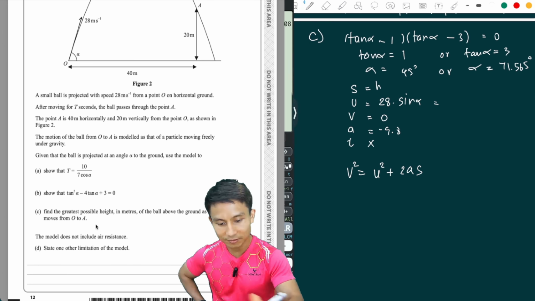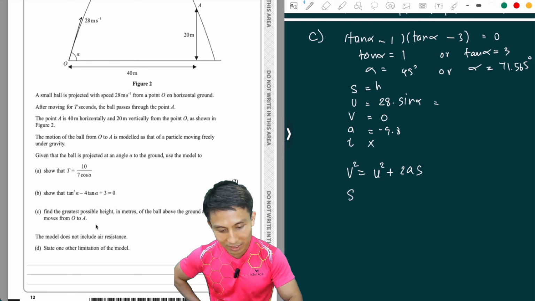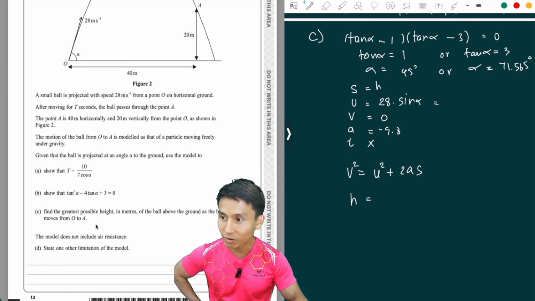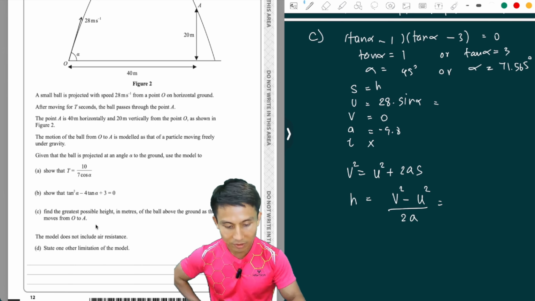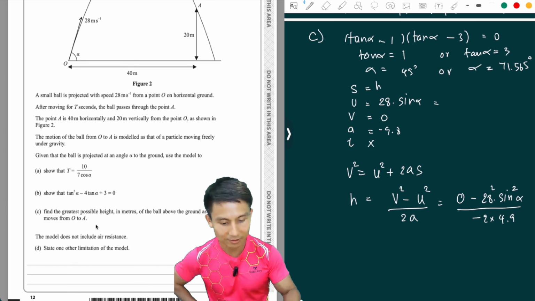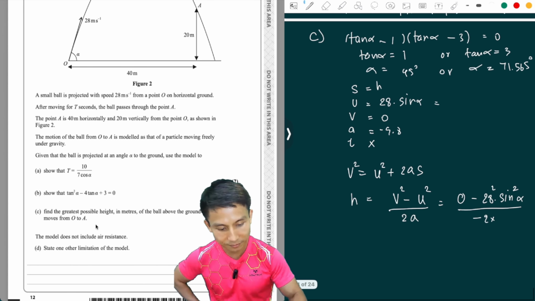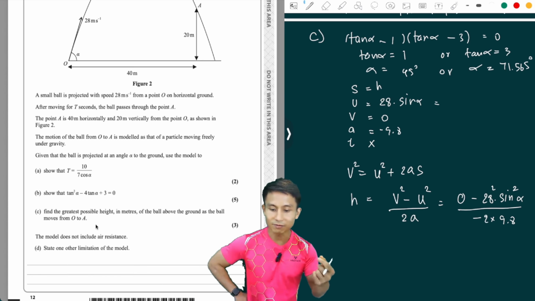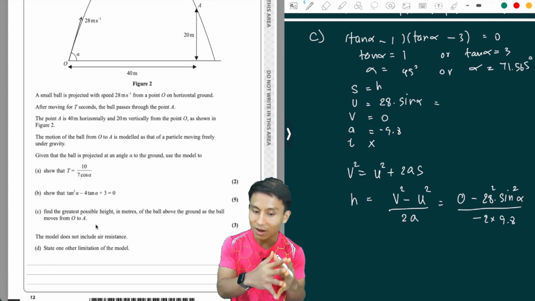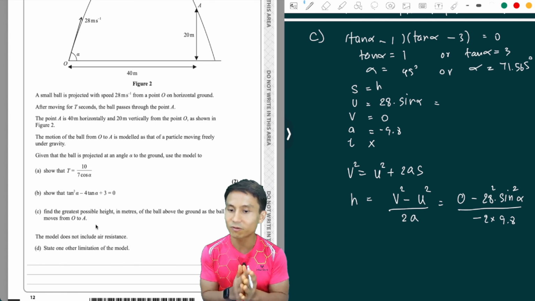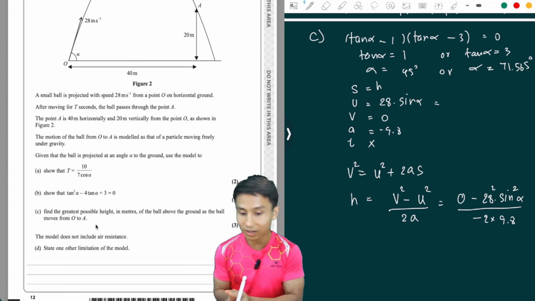Well, let's see the equation. So s here, which is the h, if you rearrange that equation, you get v squared minus u squared over 2a. So v is 0, so u squared is just 28 squared sine squared alpha divided by minus 2 times 9.8. So you see, the greater the sine value, the greater the maximum height. So we need the alpha so that sine alpha is greatest, and that's going to be 71 and not 45, right?